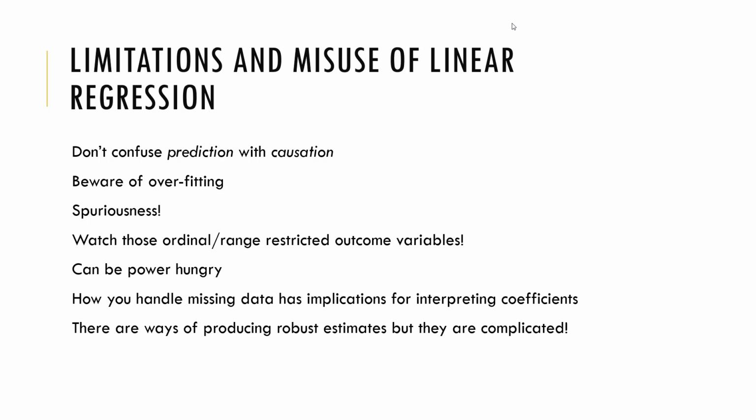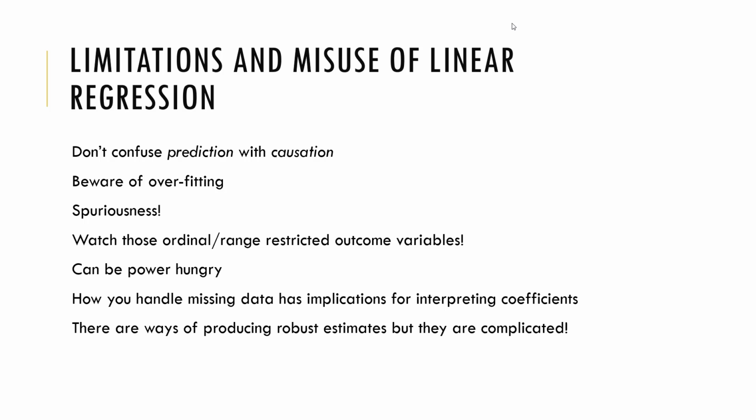One of the other issues with regression is that it can be very power hungry. You can need large numbers of participants to be able to test models with numerous predictors. And how you handle missing data matters too. Especially if you've got a long study, long questionnaires for example, you'll have dropouts. How you handle that can have a huge impact on the bias in the regression model and how you interpret the results.